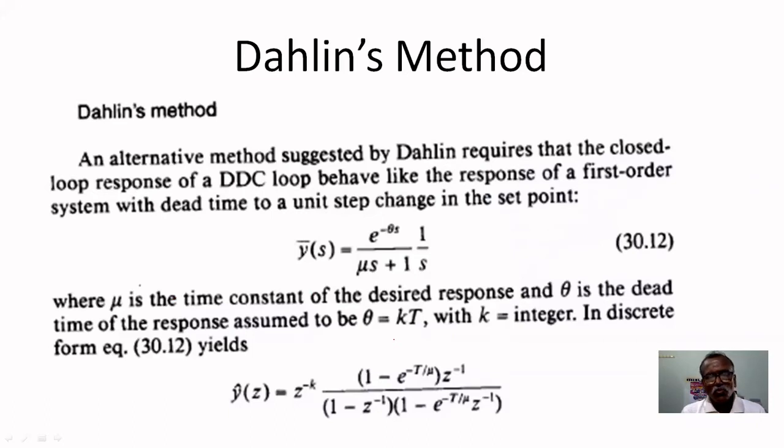Now let us move on to Dahlin's controller. Dahlin's controller eliminates all the problems of the deadbeat controller. What are the problems in the deadbeat controller? The first problem is that it has large overshoot. We will see tomorrow; we didn't simulate, that's why you cannot see the large overshoot.